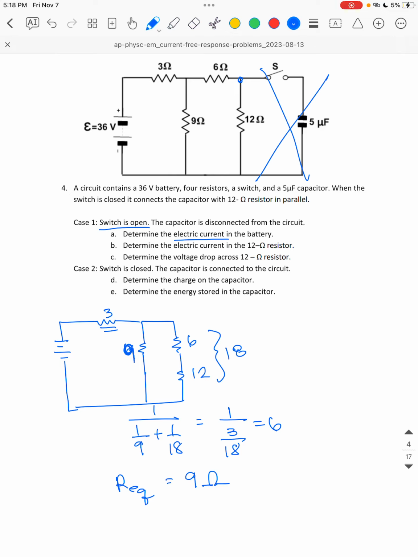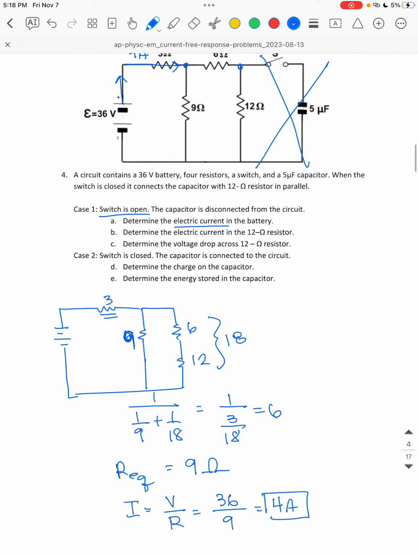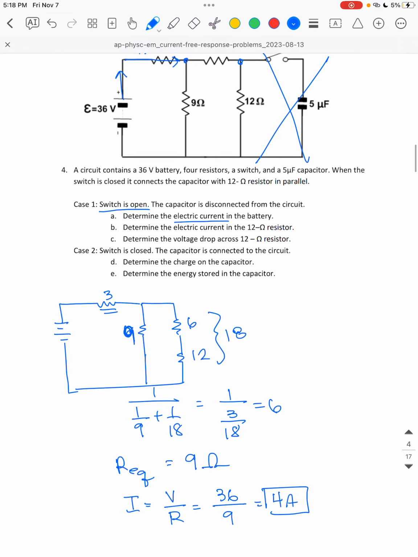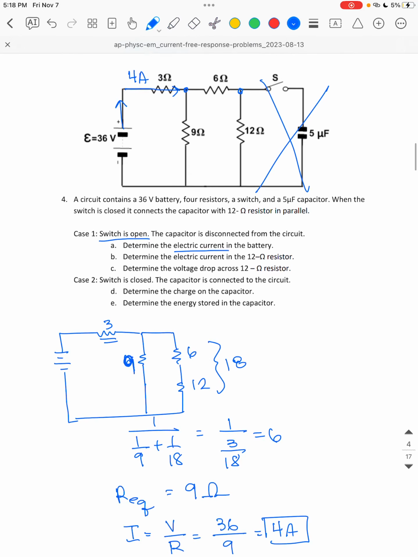Okay, so once we find the equivalent resistance, then we can find the current because we know the total voltage of the battery, and current is equal to V divided by R, which is 36 divided by 9, and that gives us 4 amps. So that's our current through here, 4 amps. We know it's going to split because we've got a junction there. And we also want the current through resistor 12.